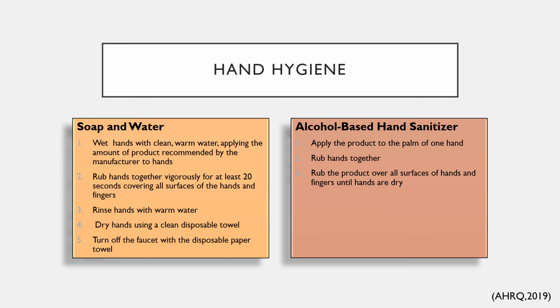If using alcohol-based hand sanitizer, apply the product to the palm of one hand. Rub hands together. Rub this product all over the surfaces of the hands and the fingers until hands are dry. Using proper hand hygiene before care of the patient improves patient safety by reducing risk of infections.